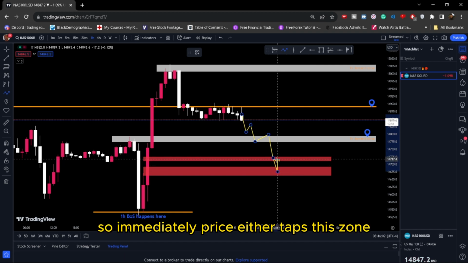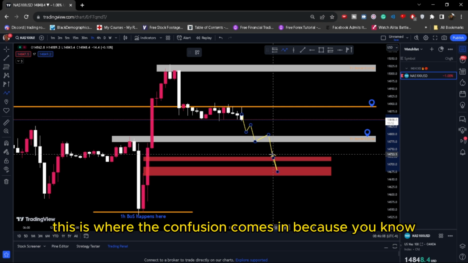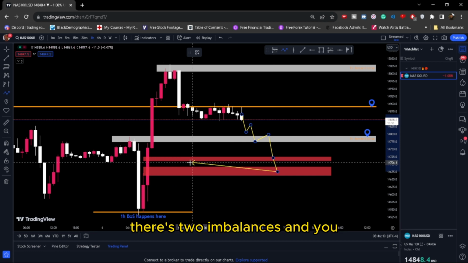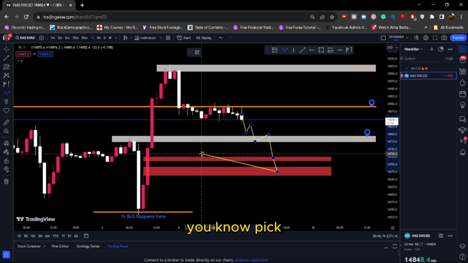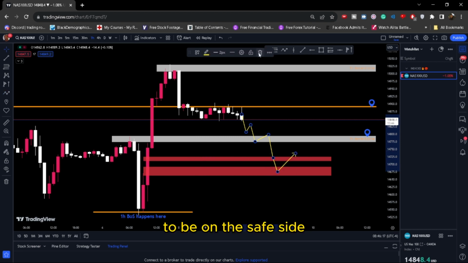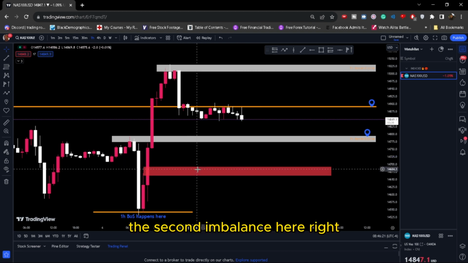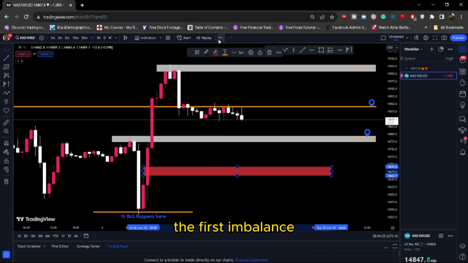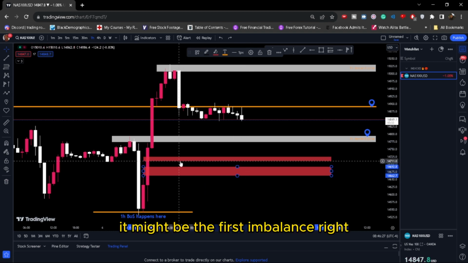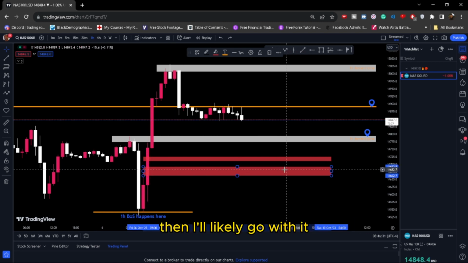Right, so immediately price either taps this zone. You can pick whatever zone, but it's not the risk. To be fair with you, this is where the confusion comes in because there are two imbalances, and you now try to think, okay, which imbalance should I pick? Me personally, to be on the safe side, I'm probably going to wait for the second imbalance here, right? Actually no, the first imbalance. It might be the first imbalance, because if the first imbalance can at least cover 50%, then I'll likely go with it.